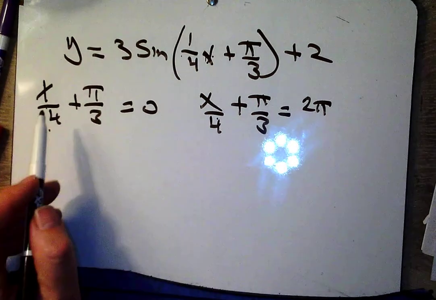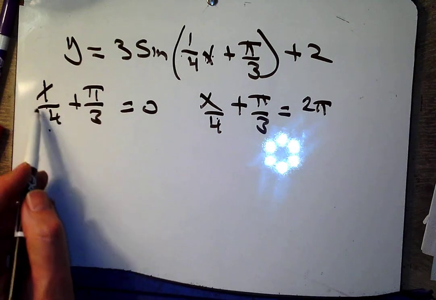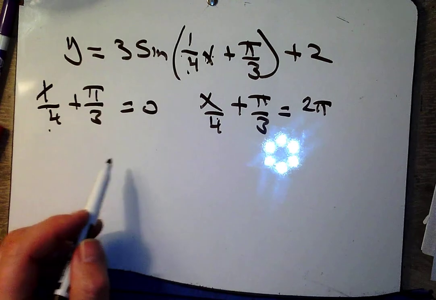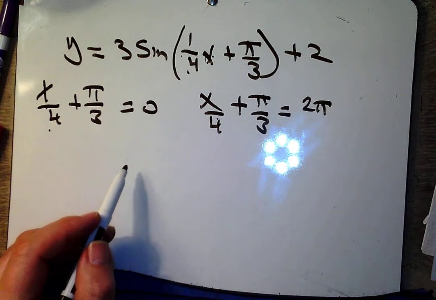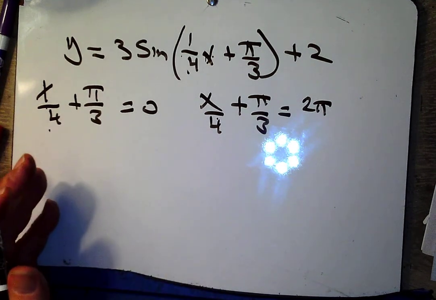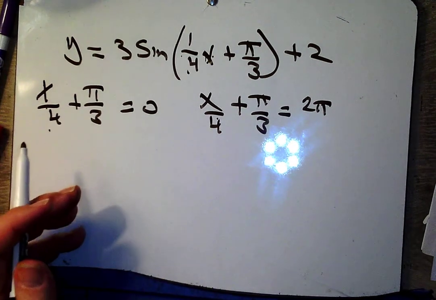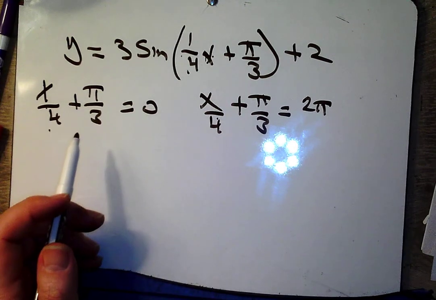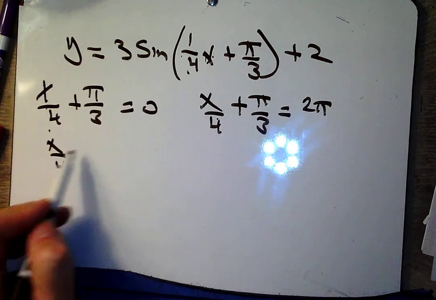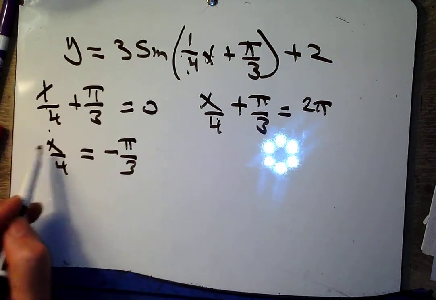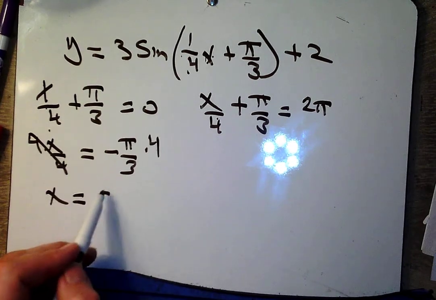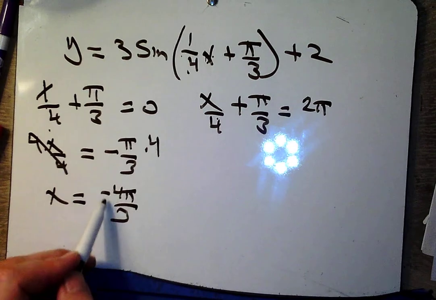Why? Because students who see this are more likely to think I should multiply both sides by 4, and students who see this want to divide both sides by 1/4. And I really don't want to go to that complex fraction place. I mean, you should be able to get to the correct answer by that, but a lot of students don't. And so I'm showing that. Okay, I get x over 4 equals negative pi over 3. When I multiply both sides by 4, you see that x is negative 4 pi over 3.